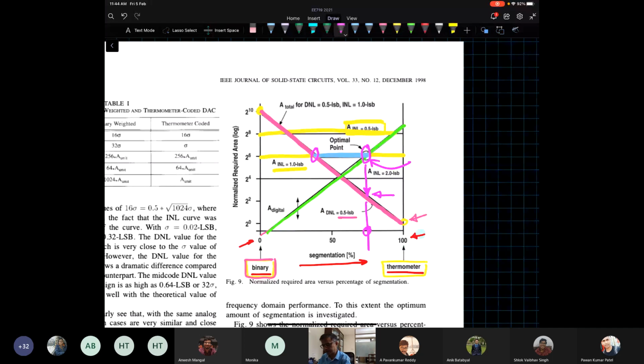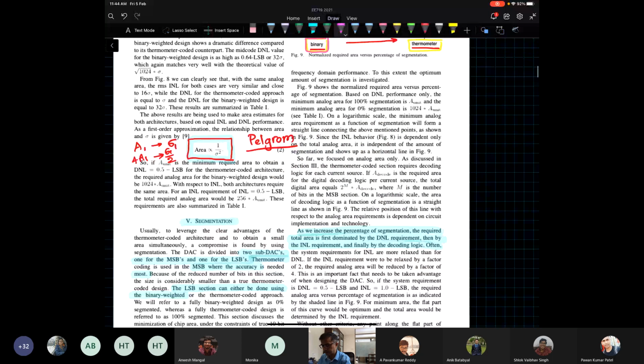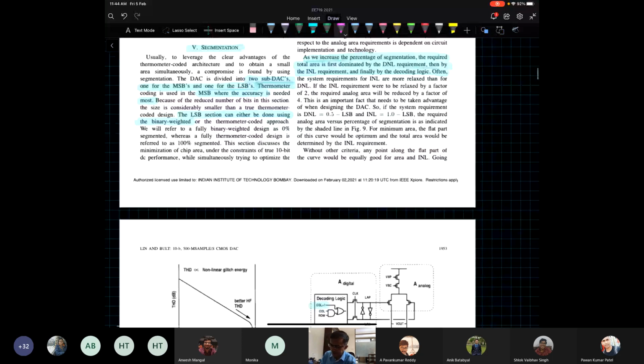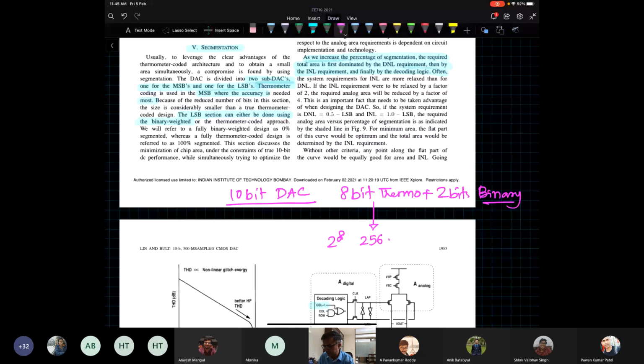Now let's start looking at the actual result. What they decided to do was 8 plus 2. They wanted to do a 10-bit DAC. They said, we will do 8-bit thermo plus 2 bits for binary weighted DAC. All right, so 8-bit thermometer means how many cells you will have? 2 to the power 8 number of cells, which is 256 units. So I need 256 units.